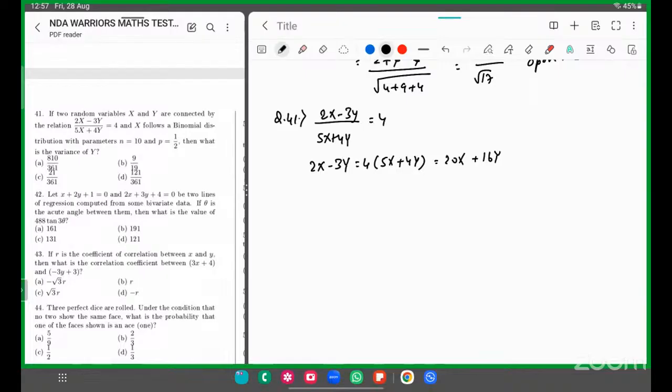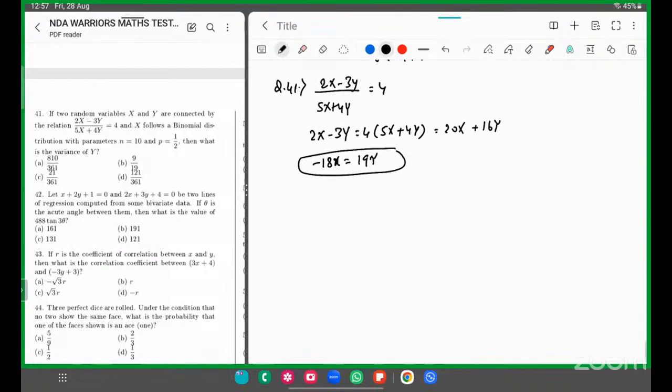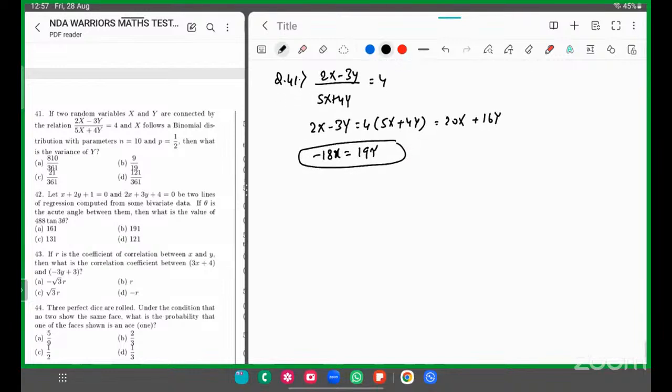X follows a binomial distribution. What is the variance? You need to find the value of X. Okay, take x to one side. 2x minus 20x will be minus 18x equal to 16 plus 3 is 19y, right? So this is one relation. Let us first find the value of X. The formula for variance of X is npq. The value of n is 10, p is 1/2, q is also 1/2, so this will be 5/2.